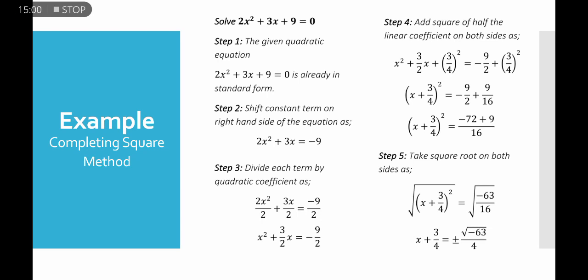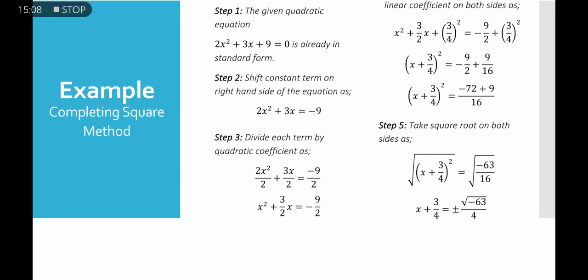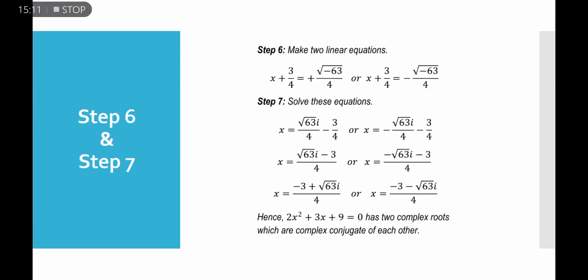which becomes equal to x plus 3 by 4 equals plus minus square root of minus 63 divided by 4. Step 6 and Step 7. Step 6. Make two linear equations. Number 1, x plus 3 by 4 equals plus square root of minus 63 divided by 4. Number 2, x plus 3 by 4 equals minus square root of minus 63 divided by 4. Step 7. Solve these equations.